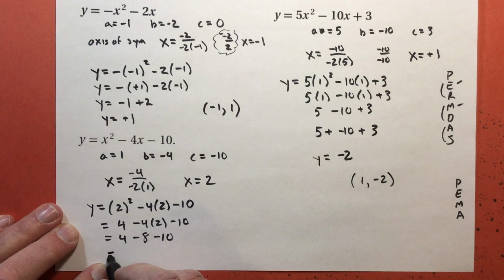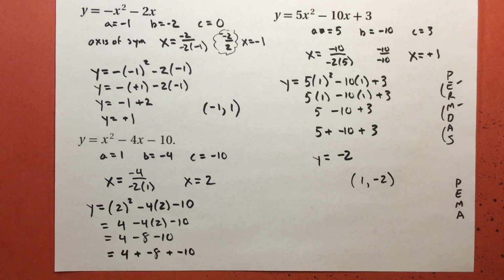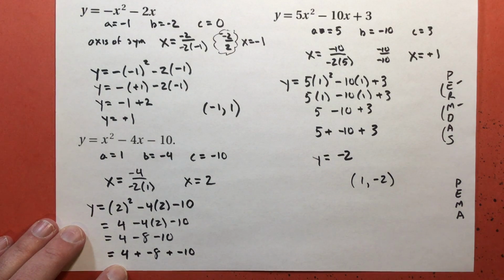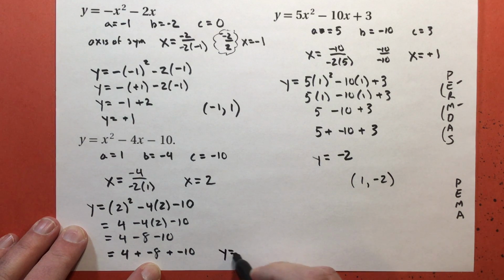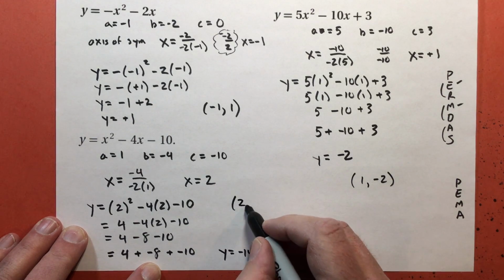You can also write this as 4 plus negative 8 plus negative 10. Going back to that idea of subtraction is adding the opposite. So I don't care which 2 you start with. Sometimes people like putting all the positives together and all the negatives together. For some reason that kind of just reinforces what's going on. It doesn't matter. So 4 plus negative 8 is negative 4. And negative 4 plus negative 10 is negative 14. So I'll write over here, y equals negative 14. That tells me my vertex is 2, negative 14.